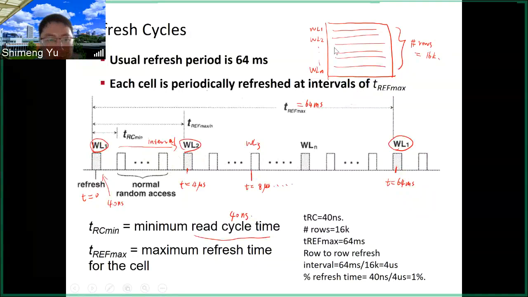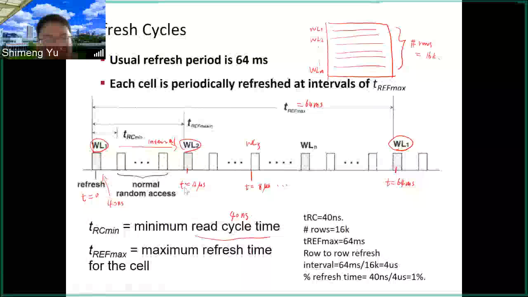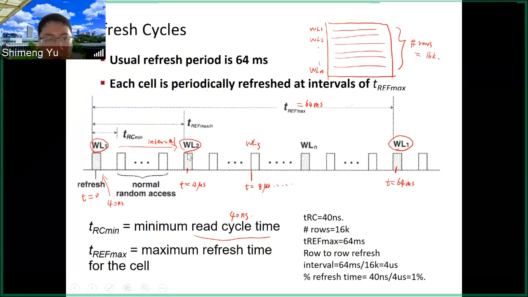But at the time equals 4 microseconds, at this moment, you must go to row 2 and then read row 2 to refresh row 2. Otherwise, the data in row 2 may be lost. So this refresh of row 1, row 2 is mandatory at that moment. That means you cannot do anything else. You have to go to that location and read that location to refresh. But between that, you can do whatever you like, defined by the software program.